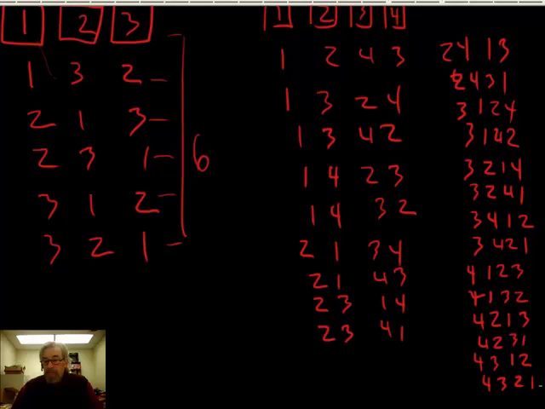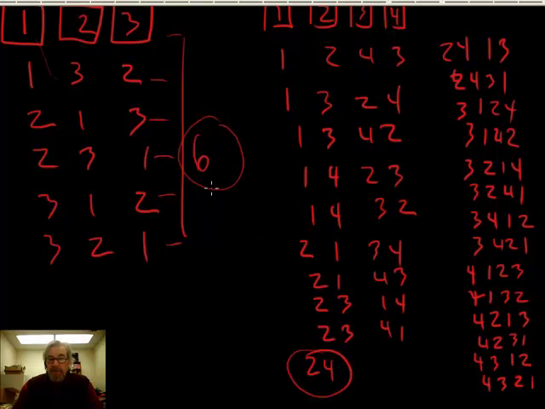Let's count them up. 1, 2, 3, 4, 5, 6, 7, 8, 9, 10, 11, 12, 13, 14, 15, 16, 17, 18, 19, 20, 21, 22, 23 possibilities. Oh, with this one, there's 24. So 24 possible ways that I could arrange 4 cards. Now, what's the pattern here? What does 3 and 6 have in common with 4 and 24?